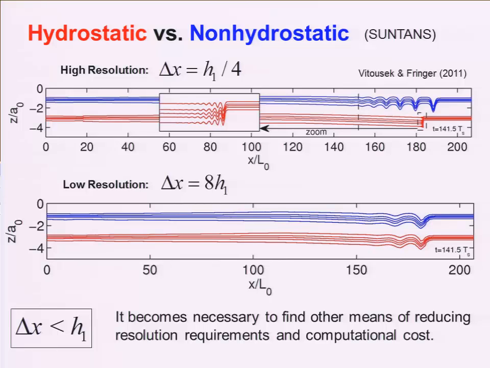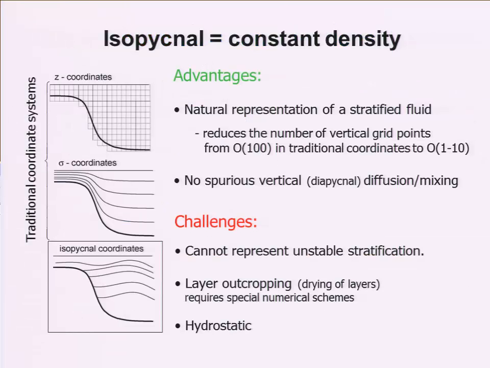And so, because we require very high horizontal grid resolution, I'm proposing that we will probably need some means of reducing resolution requirements. And I think isopycnal coordinates are a nice way of doing this. Isopycnal coordinates just mean that the coordinate is density. So our grid lines follow lines of constant density.